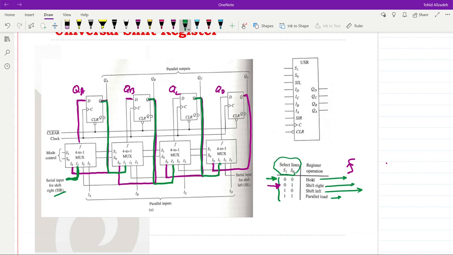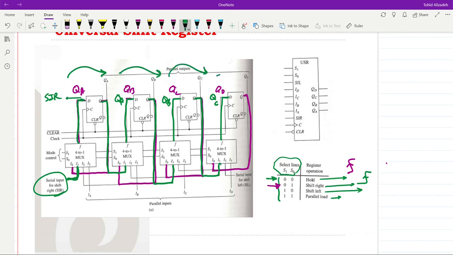And then this information will be provided at the input of the flip-flops. So now you should see what happens. At the rising edge of the clock, the serial input SIR will be provided at the input of the first flip-flop. Then we have QA here, QB here, and QC here. Therefore, we will have shifting of the data from left towards the right. So we have shift towards the right.